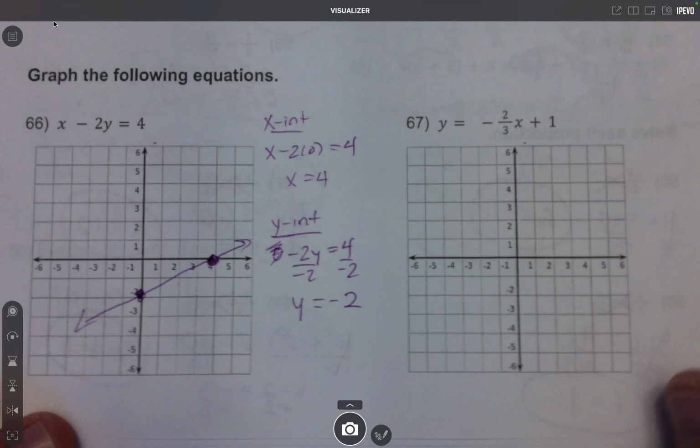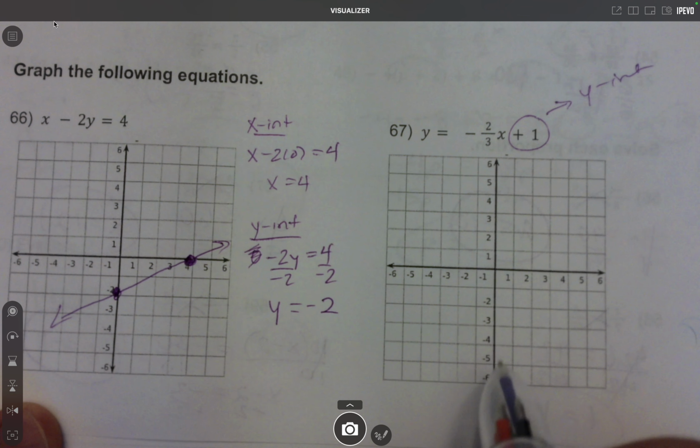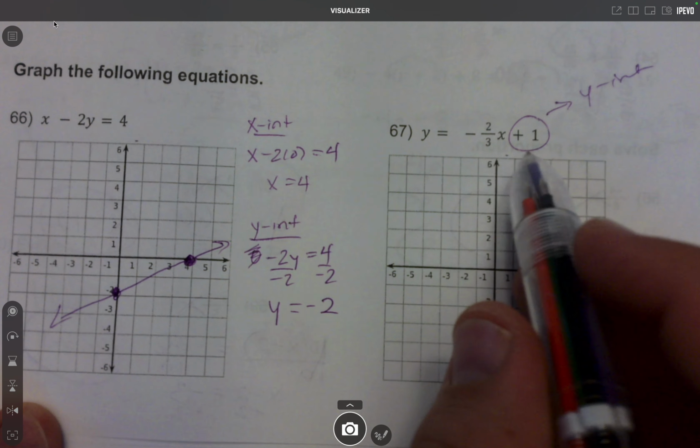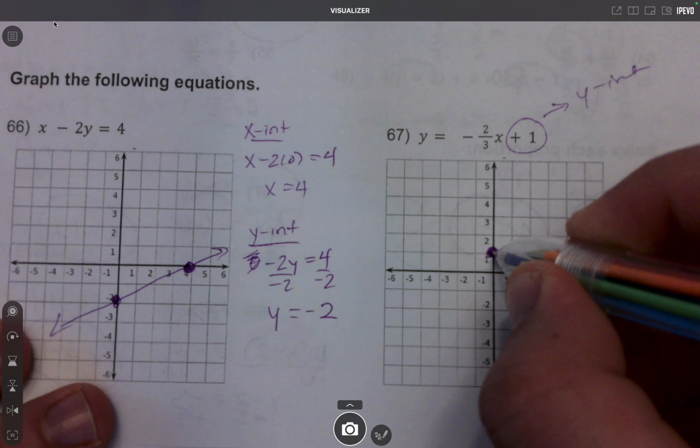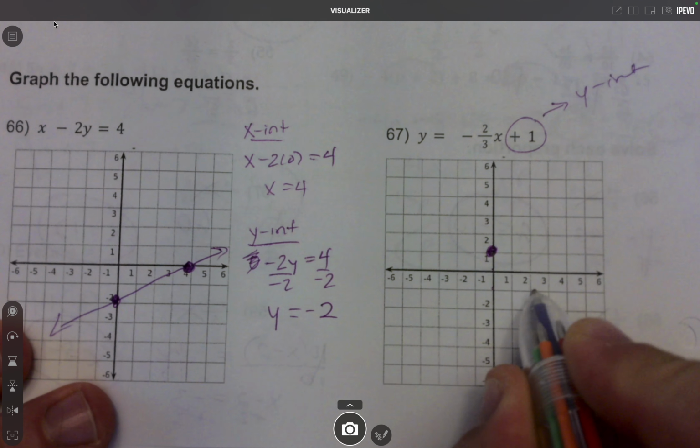67, it'd be pretty easy to use the table. It's also pretty easy to do the slope-intercept method, so I'm just going to use that because we can look right here and know that's the y-intercept, because this is the slope-intercept form. So that number, the positive 1, tells you the y-intercept, meaning that it hits the y-axis at 1. And the slope is negative 2 over 3, meaning from this point, we should go down 2 because of the negative 2, and then over 3 because of the 3 on the bottom.